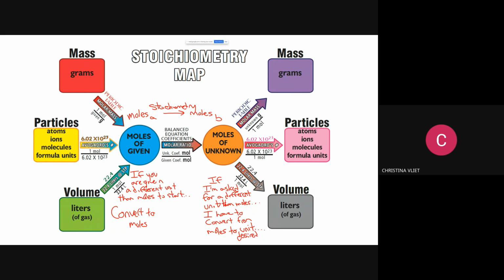Okay, so concept. If I have mass and I want to get to moles, I always have to use the molar mass. Would that be a division or a multiplication? It tells you here.